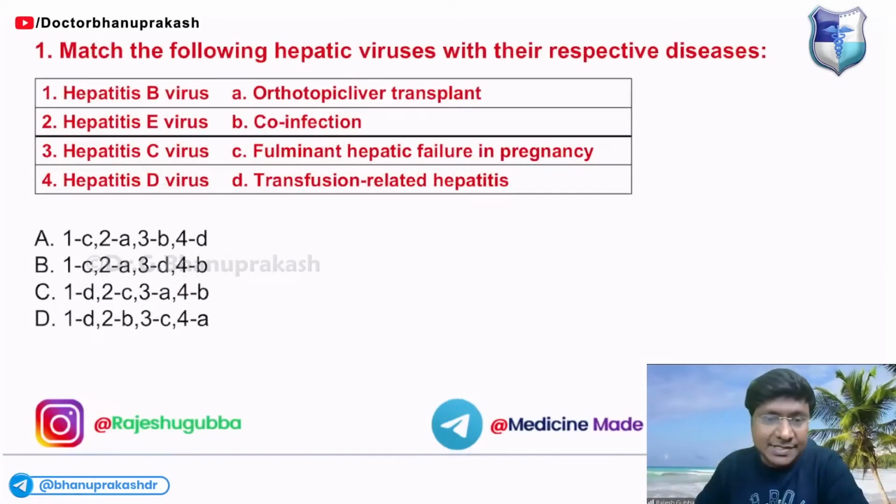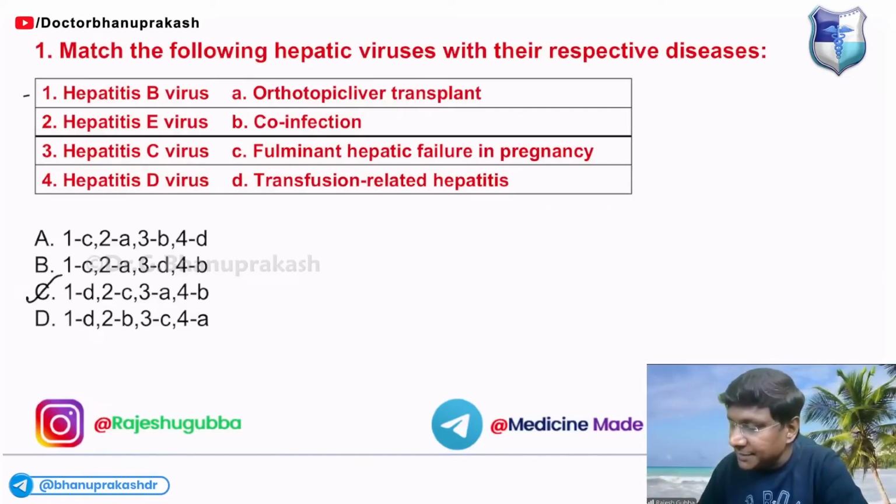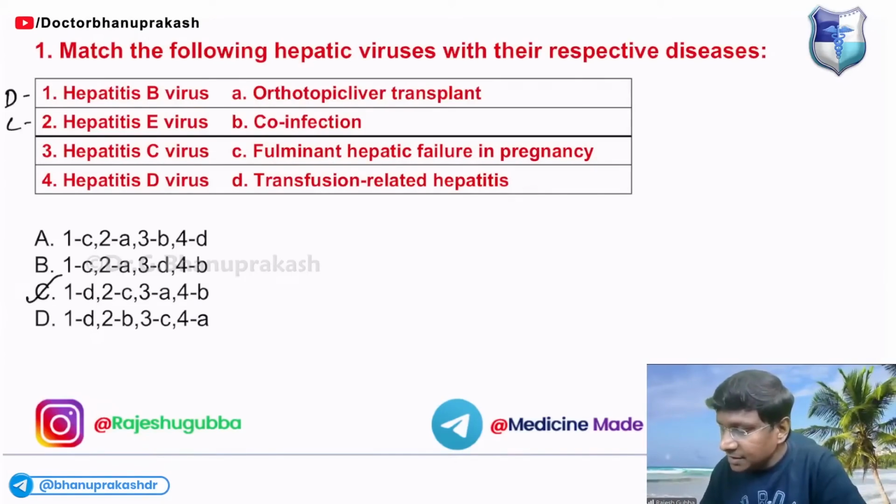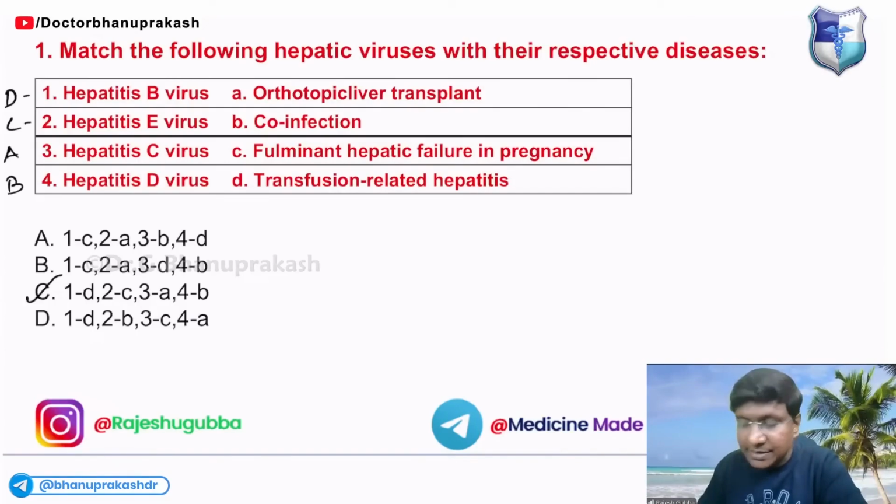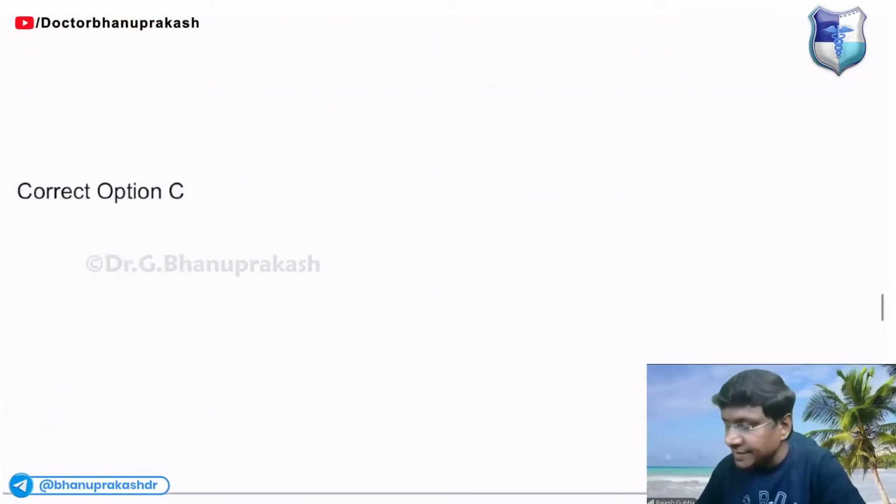So what is the correct answer here? The correct answer here is C, because hepatitis B is a transfusion related hepatitis, right? And hepatitis E is the fulminant hepatic failure in pregnancy. Then hepatitis C is the one which commonly requires orthotopic liver transplantation. And hepatitis D always requires co-infection with hepatitis B. Now we'll start with the discussion of these individual viruses.